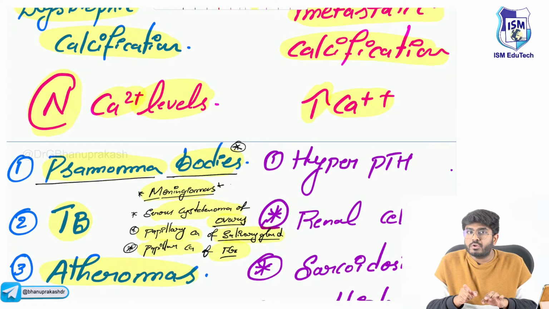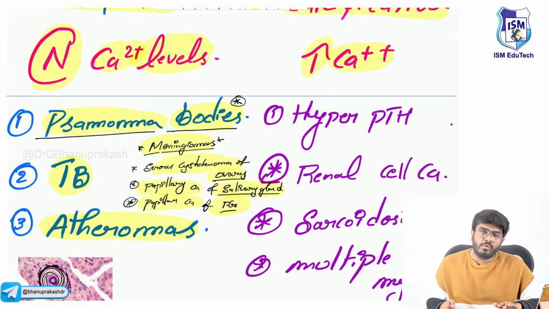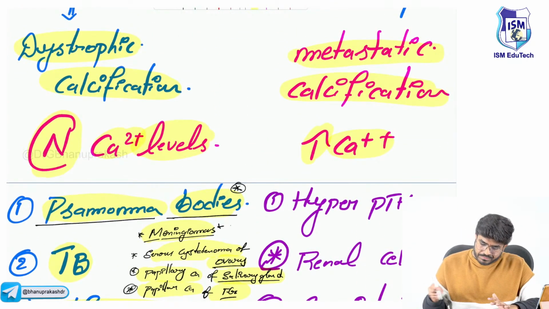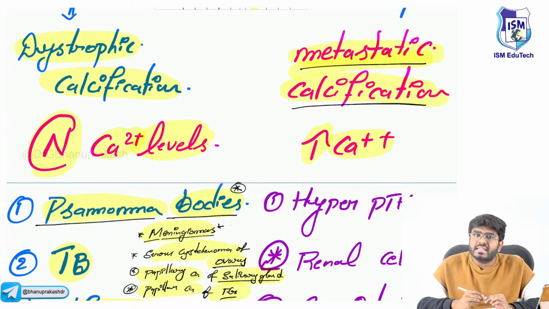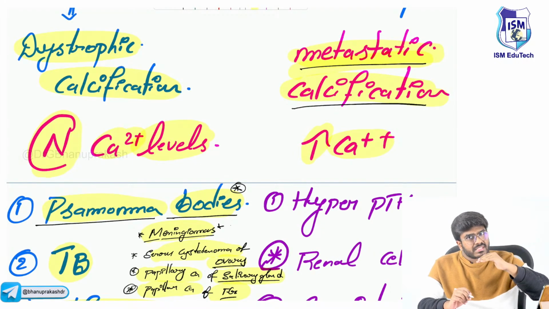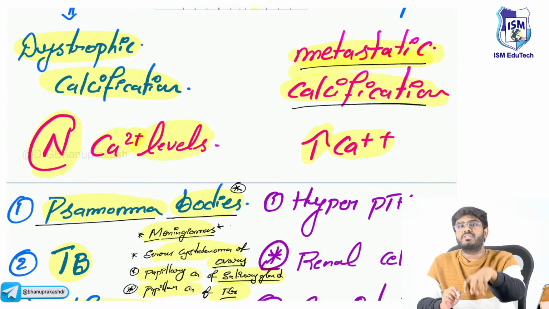Psammoma bodies are seen in which tumors? They are seen in meningiomas, mesotheliomas, serous cystadenoma of the ovary, papillary carcinoma of the thyroid gland, glucagonomas, prolactinomas. Okay. Now, after this, what else you should know? Metastatic calcification. What exactly is metastatic calcification? The serum calcium levels are elevated, so much calcium is there in the blood. Now the calcium will start to deposit in the tissues.